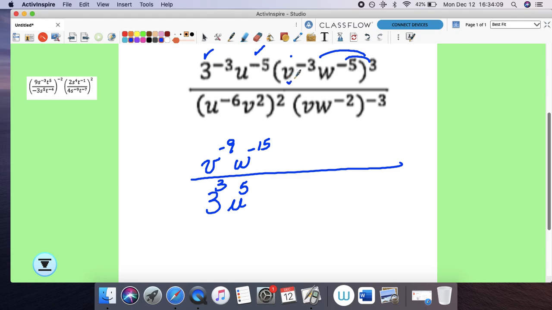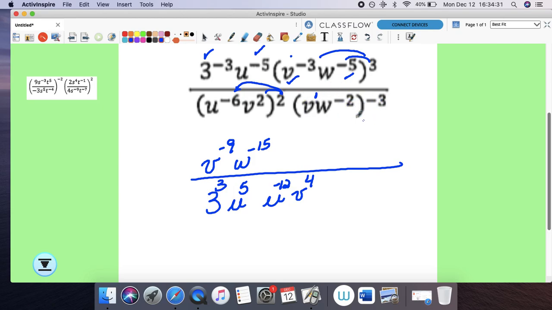So this is done, this is done. Now, the denominator, U to the negative 6, V to the 12, and again, you can multiply. Right, so that's down here. We get U, negative 6 times 2 is negative 12. And V to the 2nd power times 2 is V to the 4th. Now we got to do this. Again, remember there's a 1 here.